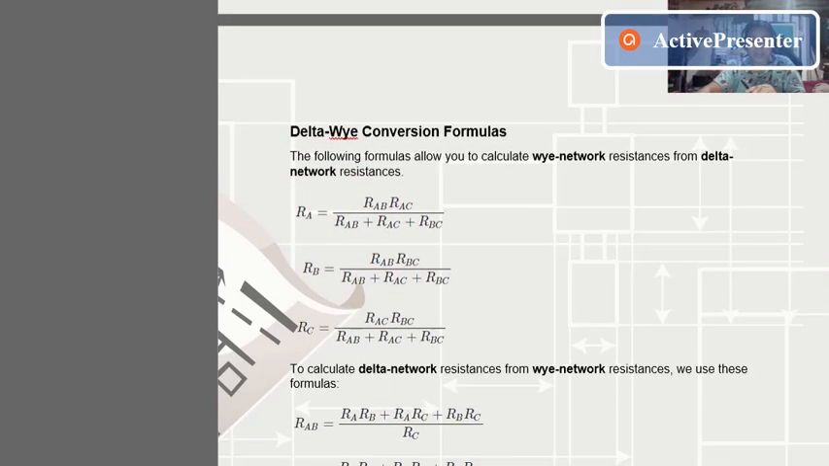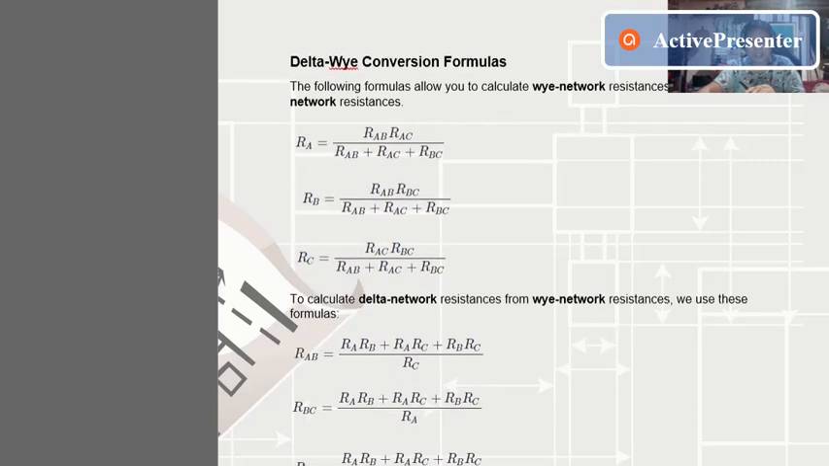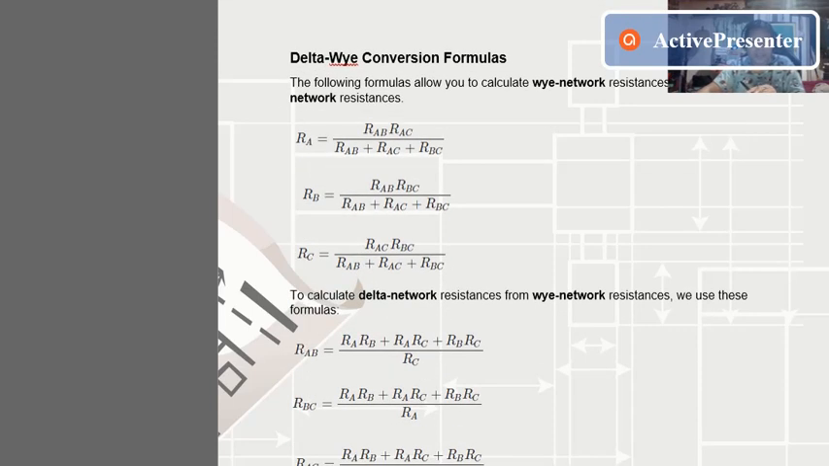In the delta Y conversion formulas, the following formulas allow you to calculate Y network resistance from delta network resistance. So this formula is from delta to Y network. For solving for RA, from the delta we have RAB multiplied by RAC divided by the sum of the three resistors: RAB plus RAC plus RBC.